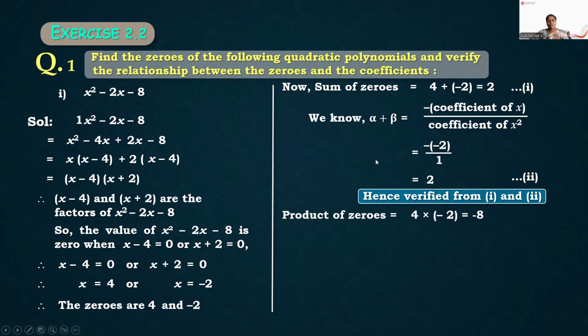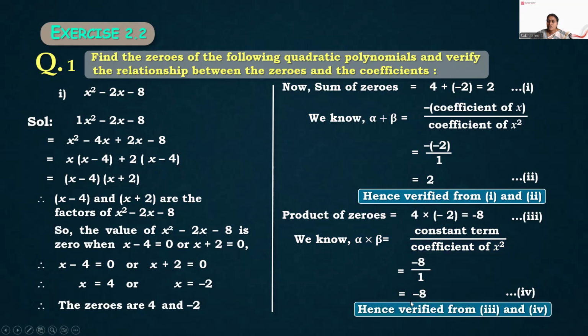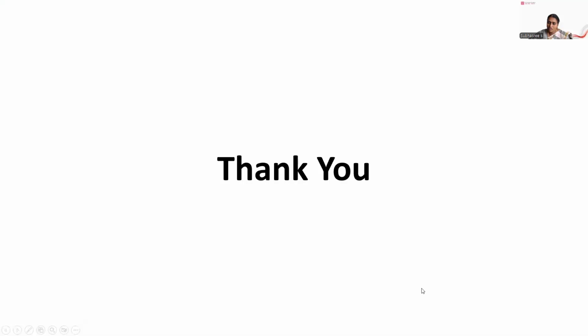So the product of zeros, 4 into minus 2, you will get minus 8, isn't it? What is the formula we have learned for alpha beta? C by A. You are clear, no? Constant term by coefficient of x square. Am I right? What is the constant term here? Minus 8. And what is the coefficient of x square? It is 1. So minus 8 by 1 becomes minus 8. So it is also verified. When you go for the usual product, you will get the same answer. By the formula method also, you will get the same answer.